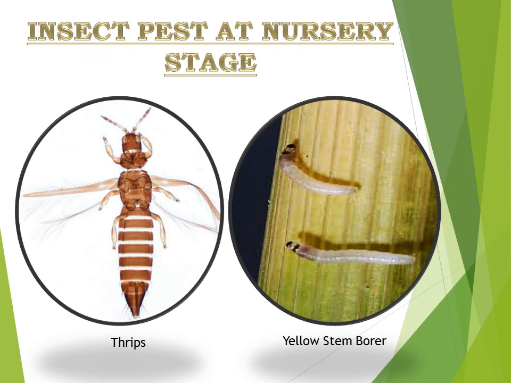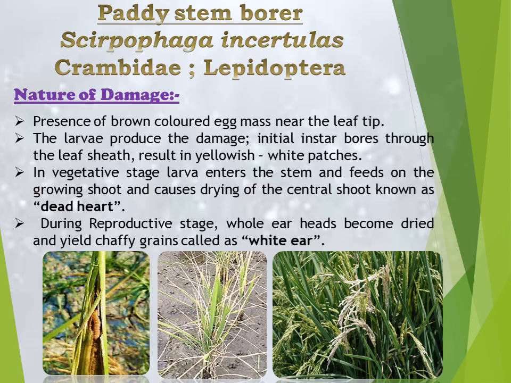Pests also cause damage during the nursery stage of the rice seedlings, like the rice thrips as well as the yellow stem borer. Now I will give a brief and detailed description of each and every pest. I will start with the borer complex.